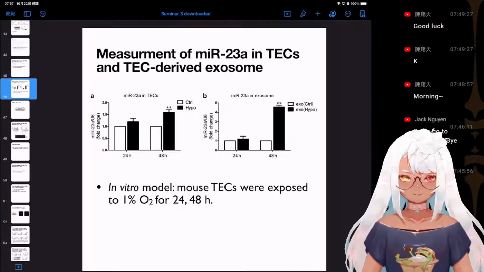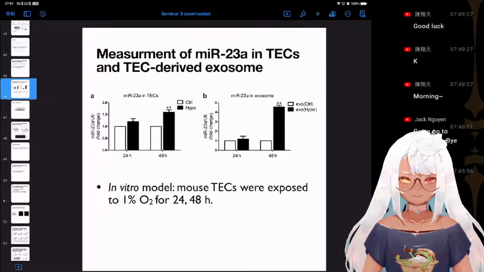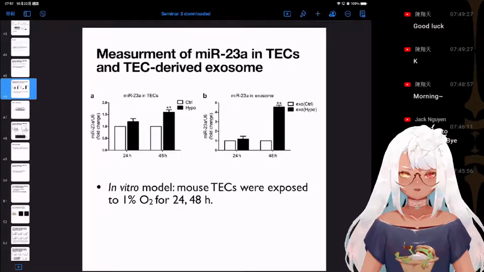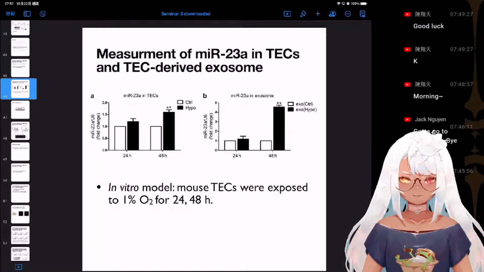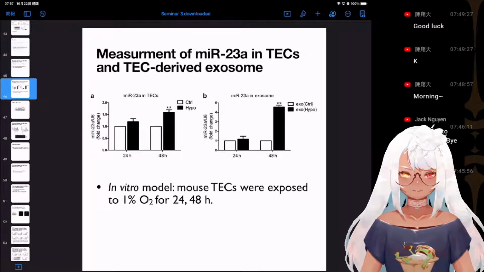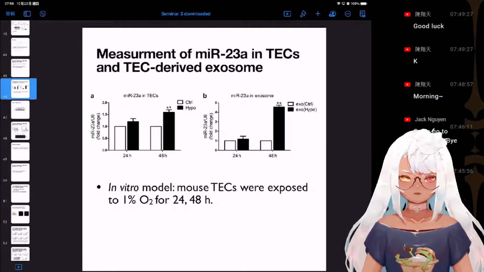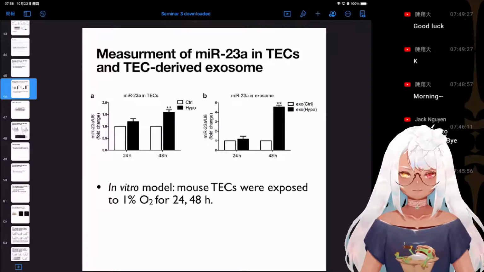Okay. Also, to specify these issues, the authors also examined the level in exosomes, and as we can see there's an even more significant change under hypoxic condition in the 48-hour group.